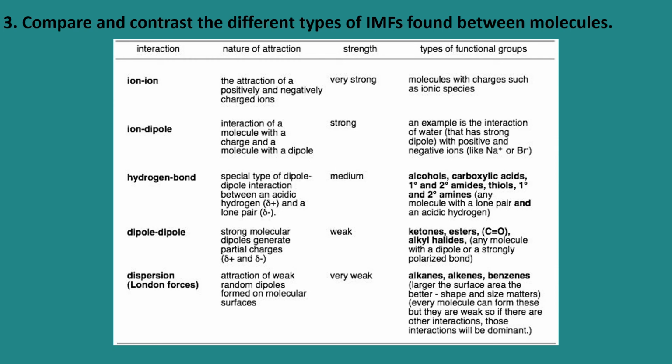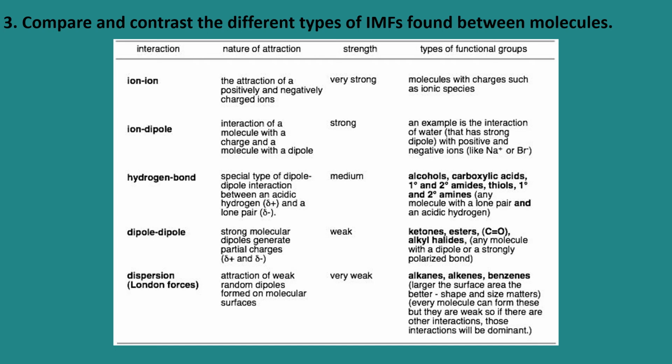It is a molecular dipole. It exists between molecules that generate partial charges, or sigma, a positive pole and a negative pole. It exists between organic molecules like ketones, esters, alkyl halides, any molecule with a dipole or a strongly polarized bond. They form dipole-dipole interaction. And lastly, for the dispersion forces, these are very weak interactions.